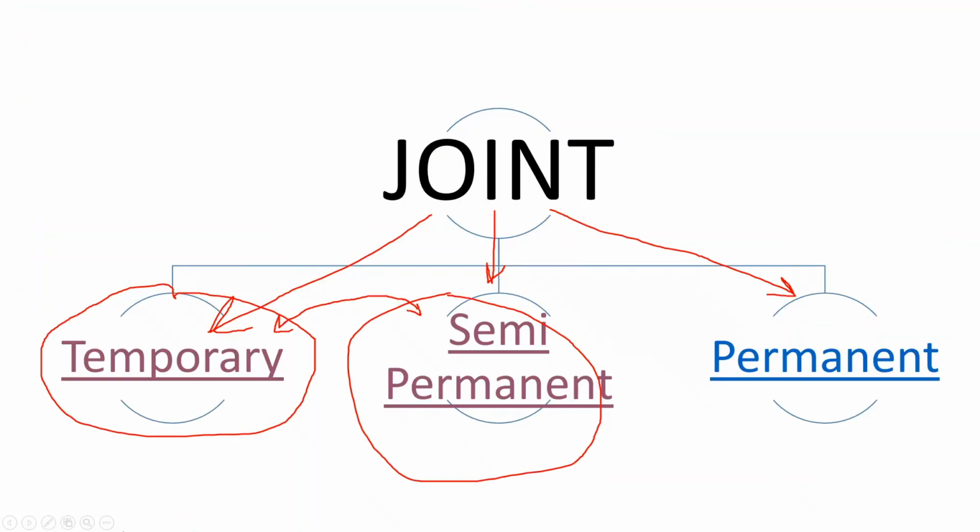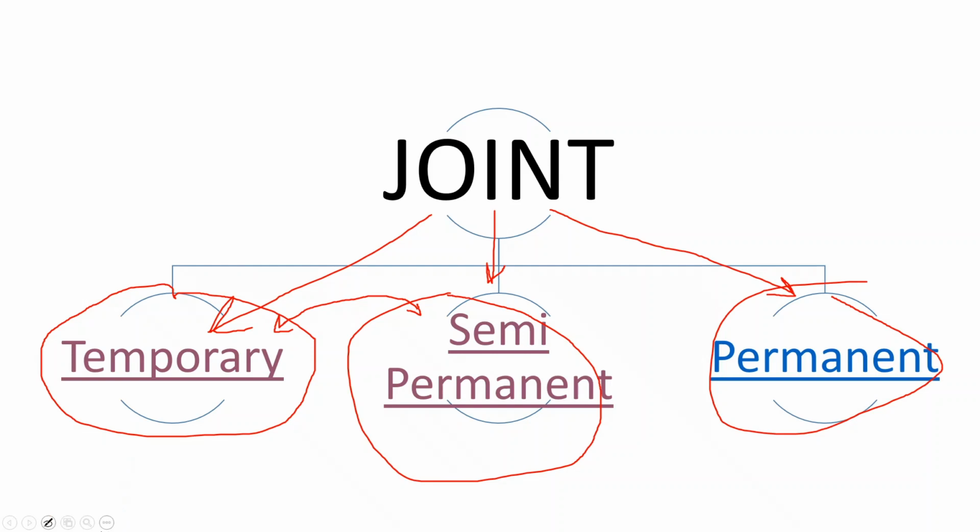Now the third type of joint is your permanent joint. This is your permanent joint. A permanent joint cannot be dismantled without breaking the parts. So if you have joined two parts together with the help of a permanent joint and you try to disassemble them, you have to break those parts in order to disassemble them. So a permanent joint is beneficial only where the joint is intended to stay for longer periods.